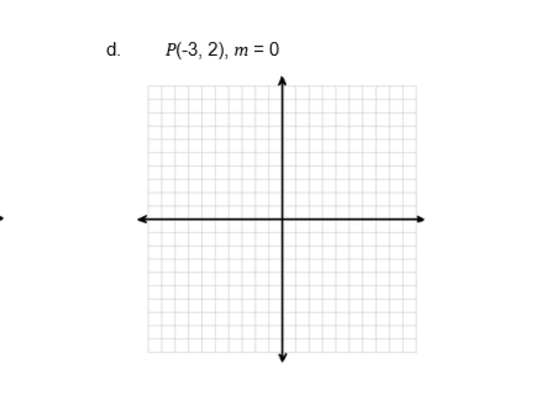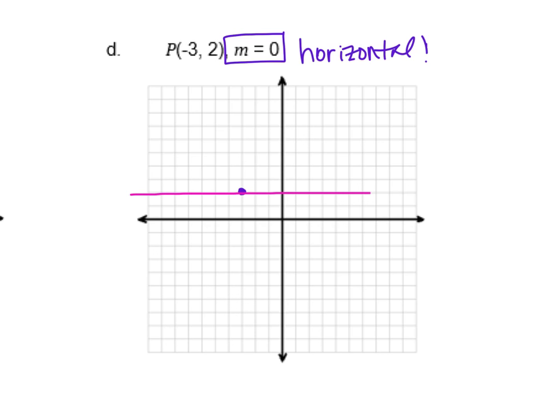And last one, we have the ordered pair negative 3, 2. So 3 to the left, up 2. And then we have this slope of 0. So this is something we just have to remember. Find a way to memorize this. Lines that have a 0 slope are horizontal. So if you can remember that, then we know to draw a horizontal line.